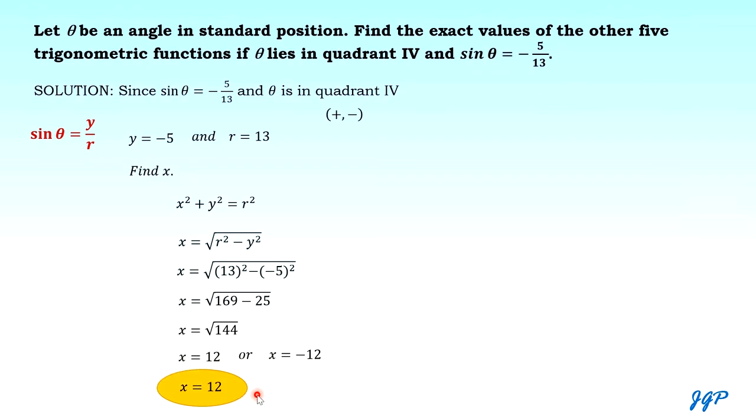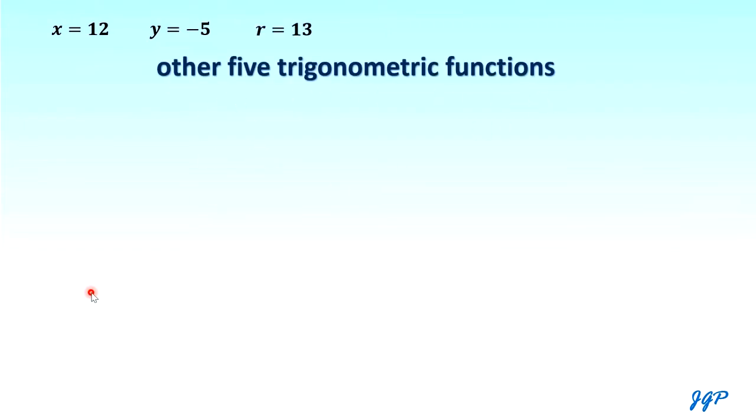Since you have now the value of your x, pwede na natin mahanap ang other 5 trigonometric functions. So let's have x is equal to 12, y is equal to negative 5, and r is equal to 13. So let's find now the other 5 trigonometric functions. We are given the value for sine theta, and that is equal to negative 5 over 13. So let's have the other 5. So let's find cosine theta is equal to x over r. Let's replace x by 12, and let's replace r by 13. So here it is, we have 12 over 13. That is the value for cosine theta.